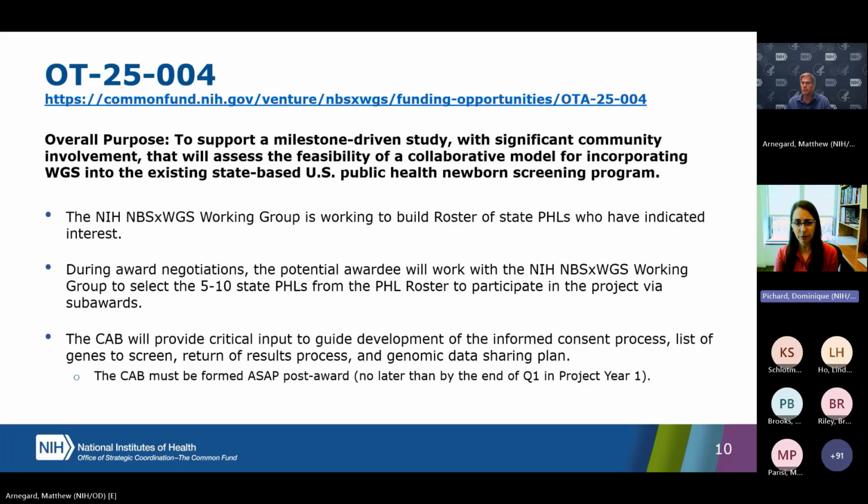The NIH working group will generate a roster list of public health laboratories that are willing to participate in the collaboratory. During the award negotiations, the potential awardee, together with this NIH working group, will select the 5 to 10 state PHLs from this roster that the NIH working group is developing, as I mentioned. The Community Advisory Board will provide input to guide the development of the informed consent process, list of genes to screen, return of result processes, and the genomic data sharing plan, as I mentioned.